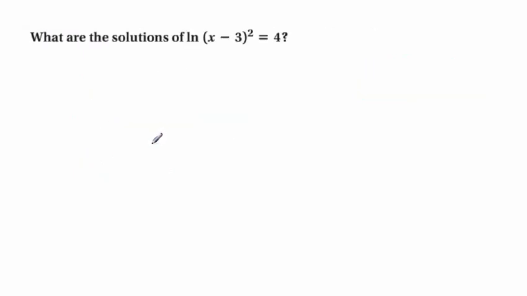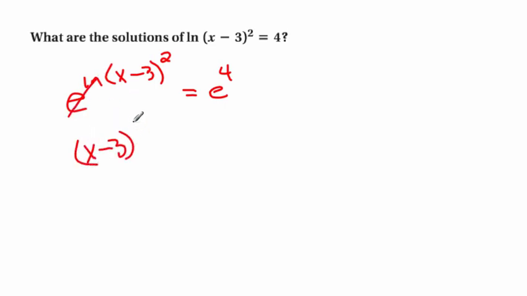All right, now let's go into solving, because solving I think takes a little bit more understanding. So what are the solutions of natural log of x minus 3 squared equals 4? What I'm going to do is make both sides the exponent of e, because that's the base of a natural log. This is very similar to what we did even yesterday when we were getting rid of logarithms. We made them the exponent of 10. So that cancels that out, and then I get x minus 3 squared equals e to the 4th.